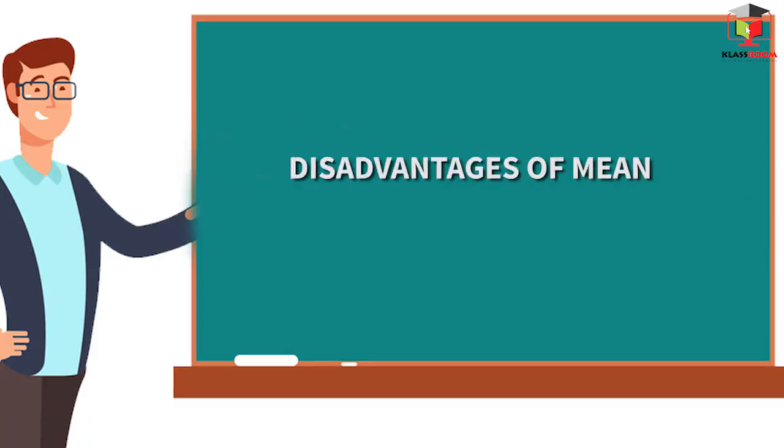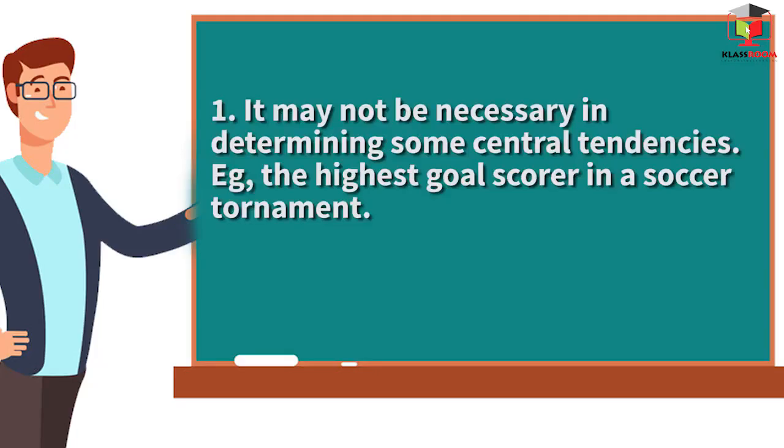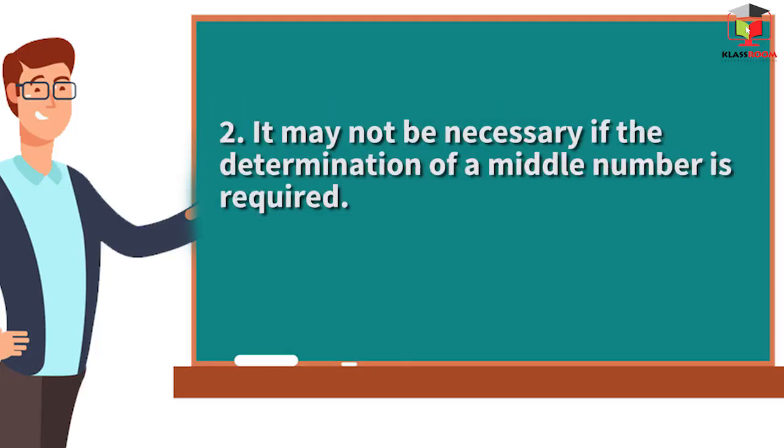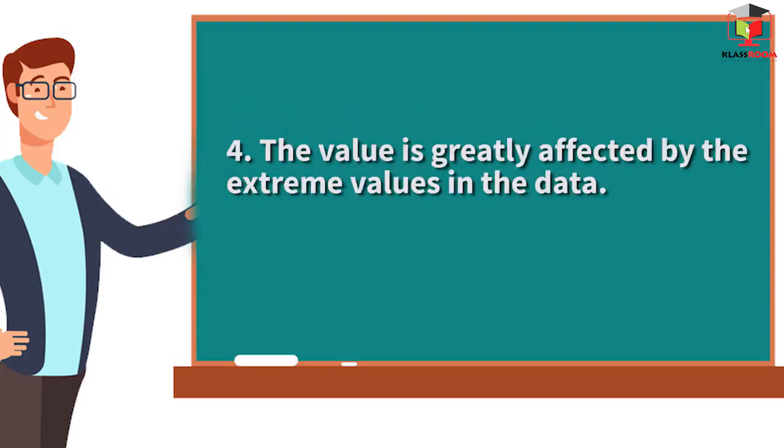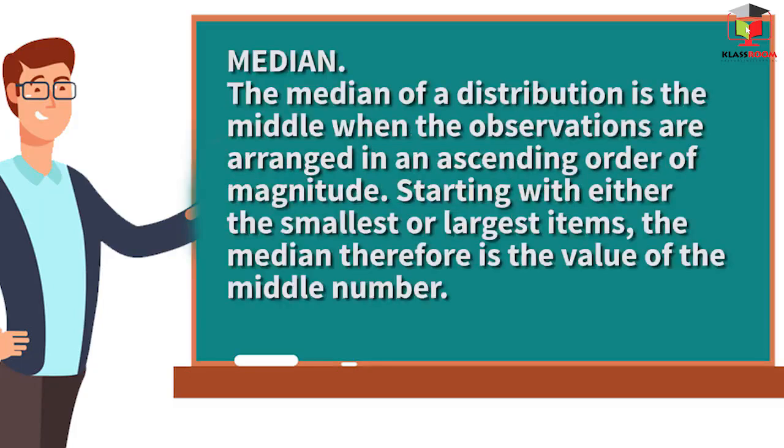Disadvantages of mean. 1. It may not be necessary in determining some central tendencies, for example, the highest goal scorer in a soccer tournament. 2. It may not be necessary if the determination of a middle number is required. 3. The use of mean may prevent the treatment of each data on its own merit. 4. The value is greatly affected by the extreme values in the data.